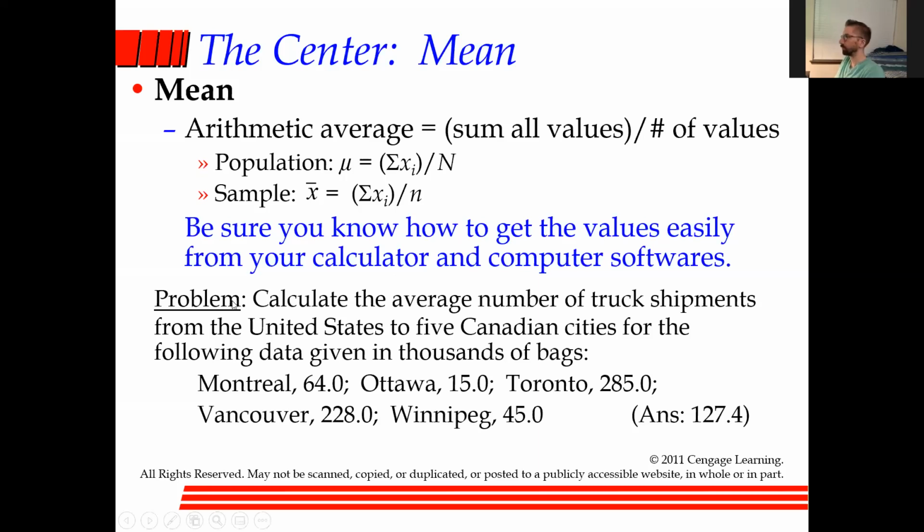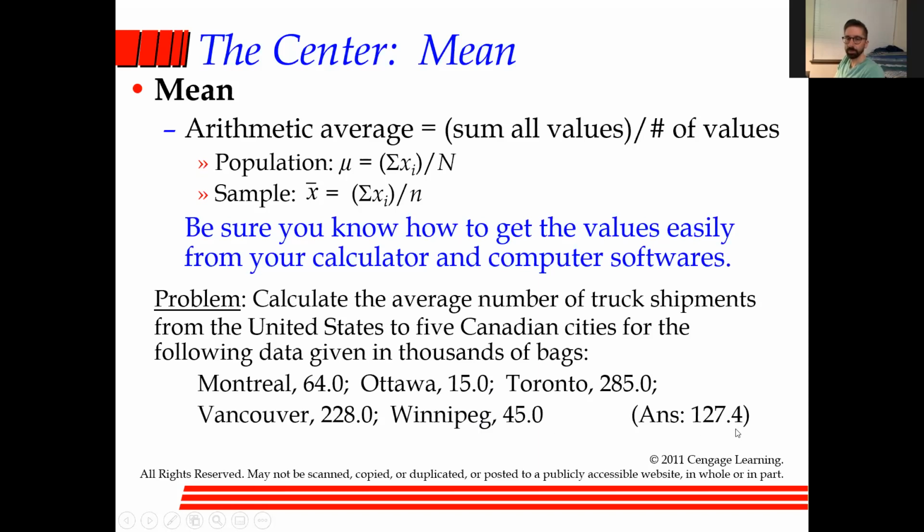All right, so this is an example here. Calculate the average number of truck shipments from the United States to 5 Canadian cities for the following data given in thousands of bags. Okay. So Montreal has a number, this is 64 thousands of bags, and Ottawa 15,000 bags, like that. And so there's how many numbers? There's 5 numbers. You just add up these 5 numbers and divide by 5, and you get 127.4.